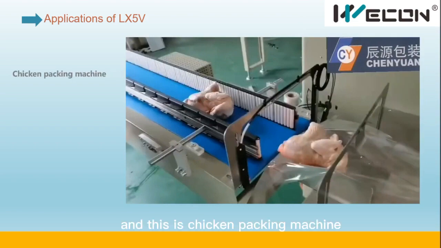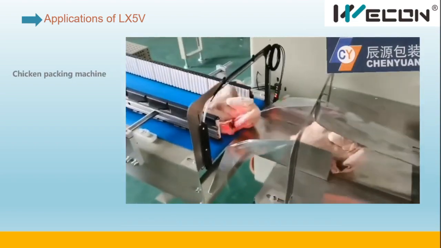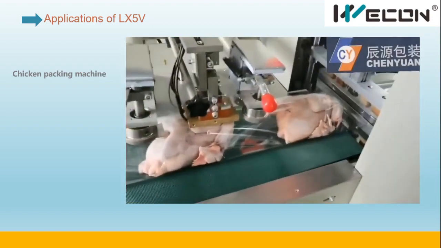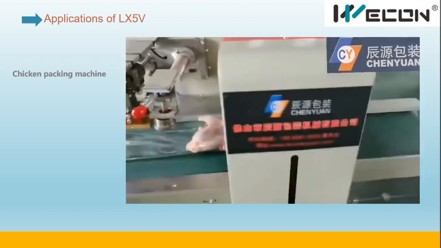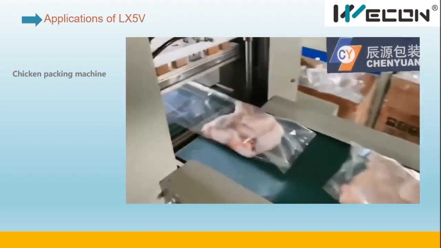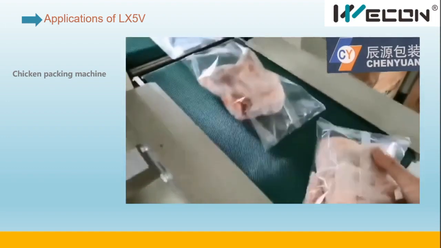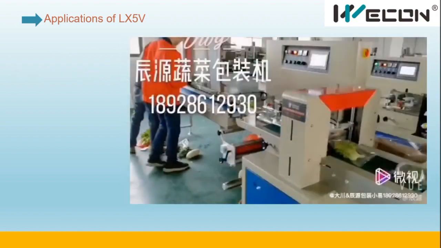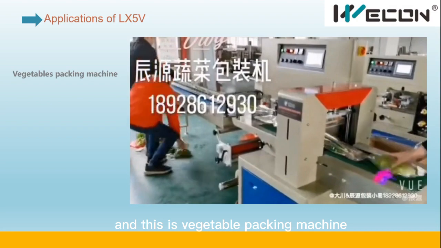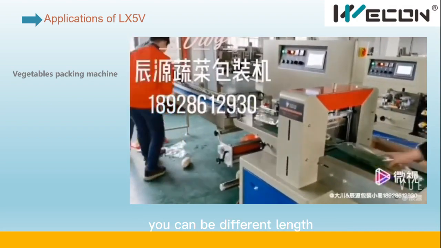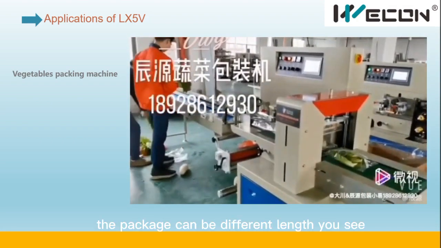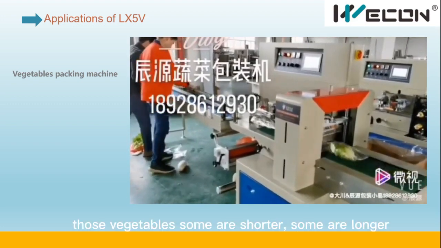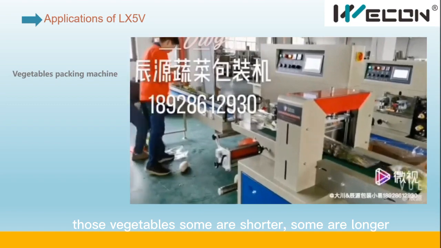And this is chicken packaging machine. And this is vegetable packing machine. It can be different lengths. The package can be different lengths. You see those vegetables, some are shorter, some are longer.